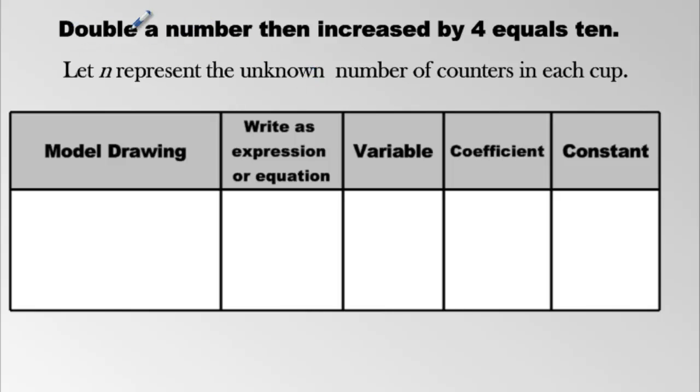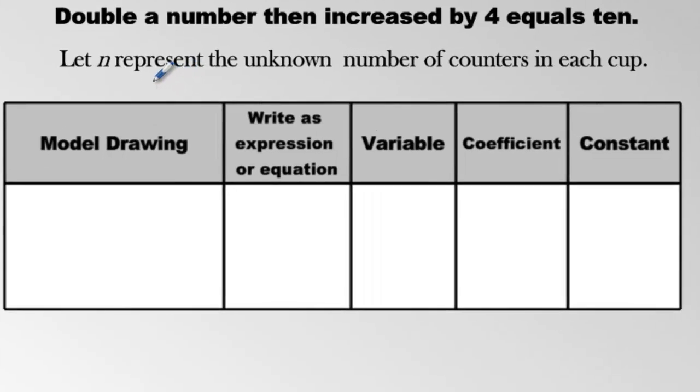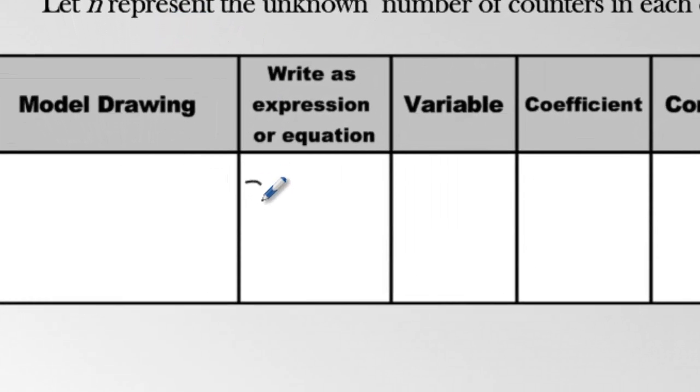How about this one? Double a number, then increase by 4. Well, tripling is times 3. So what is doubling? Times 2. So we're going to write 2n, then increase by 4, and then it says equals 10. So we're going to write equals 10. And now that is an equation. So circle equation.